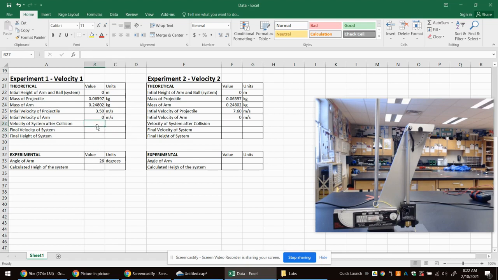So what you're going to have to do is calculate the velocity of the system using the concept of a perfect inelastic collision. We know the mass of the projectile. We know the initial velocity of the projectile. We know the mass of the arm. We know the initial velocity of the arm.